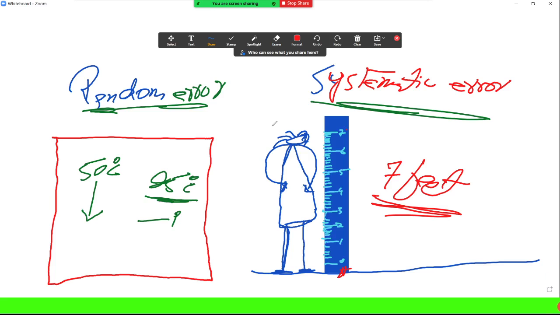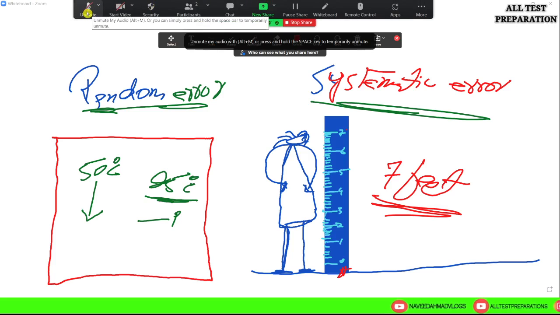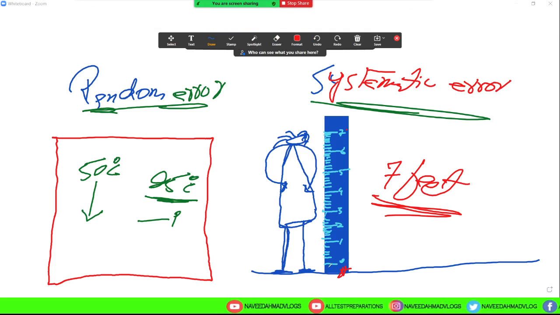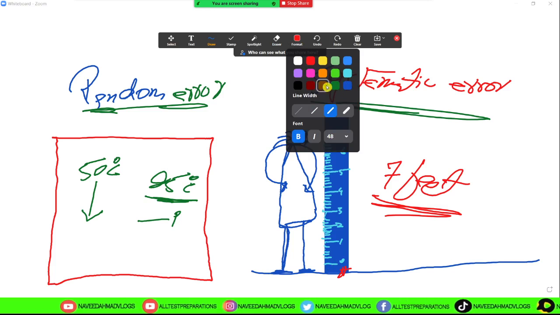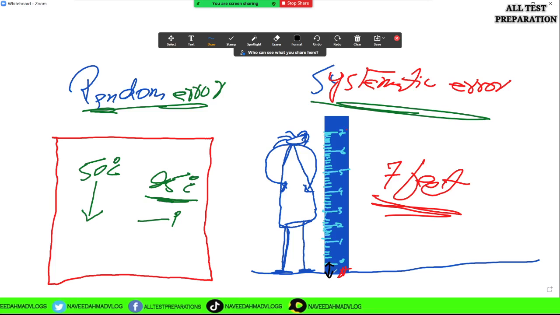Why? Because the zero is not touching the ground, right? Good. So it means that there is some sort of error, and that error is this one, a systematic error. Let's suppose this is x.